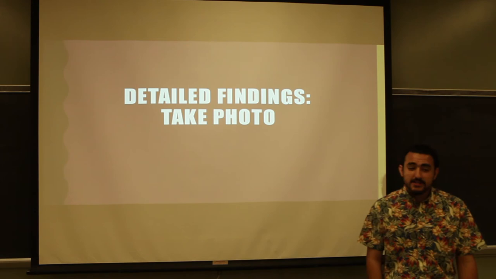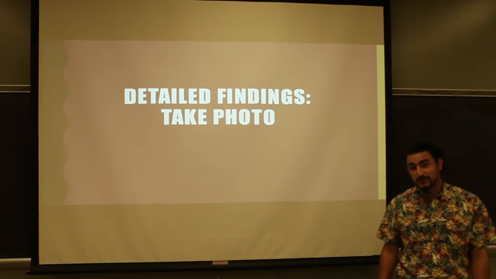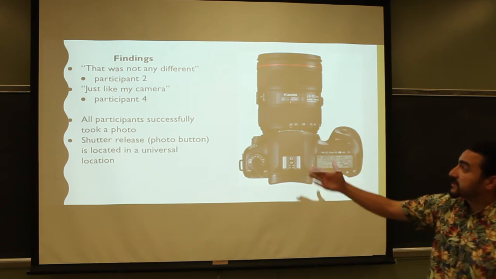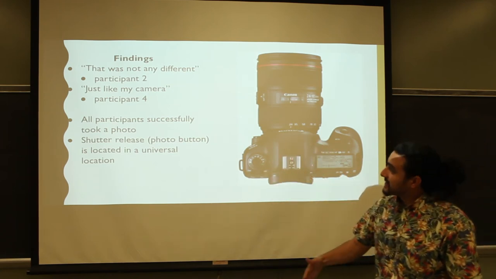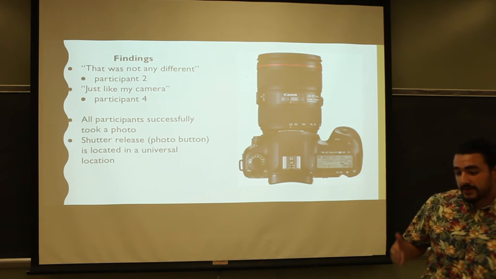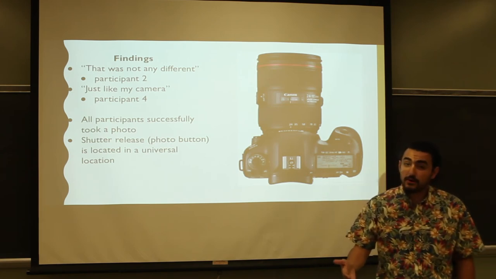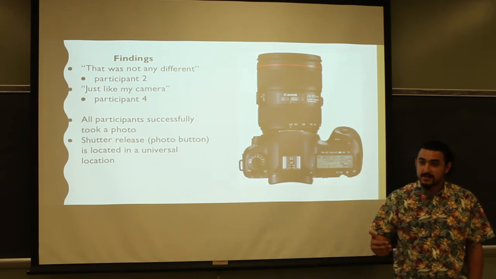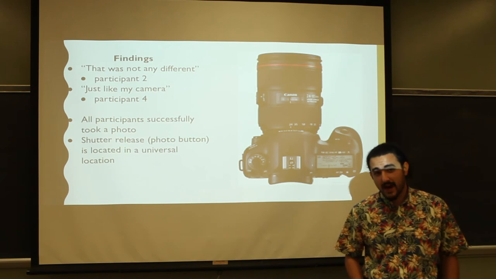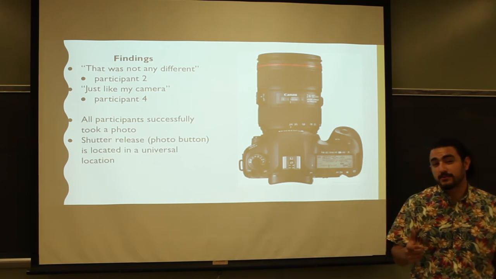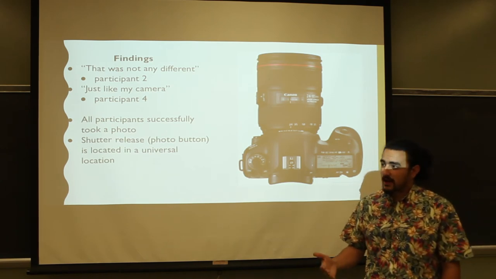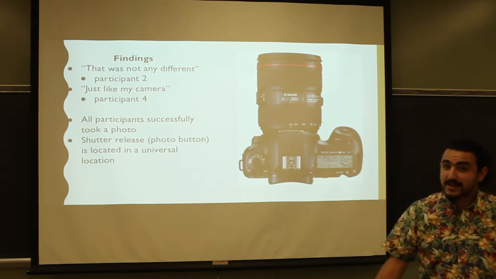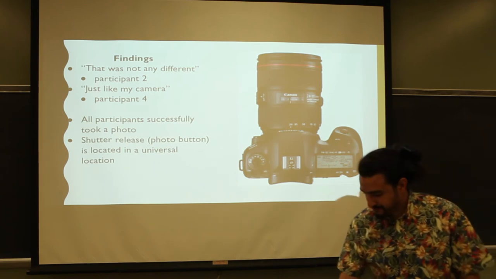Taking a photo. Surprisingly, every participant was able to take a photo. Just like one of our participants who said, that was not any different. That's just like my camera. So the shutter release, the button that you would press to take the photo, is located in a very natural place. When you hold the camera, it's in the very front, right where your index finger would be. So that made it a very easy guess to make. And they all guessed properly, and it was very fluent for every one of them.